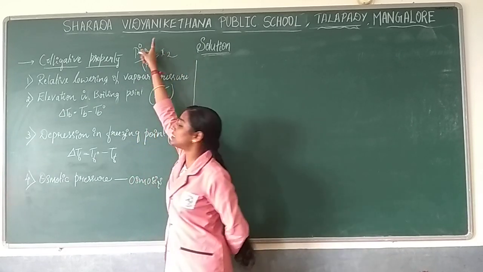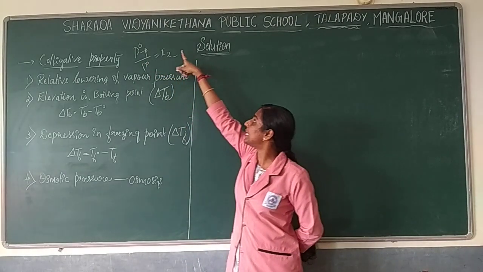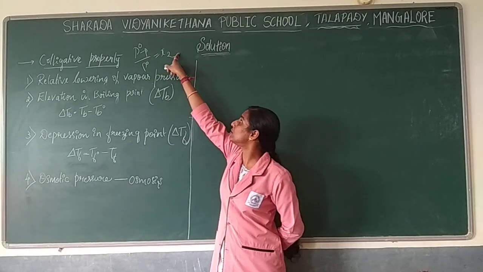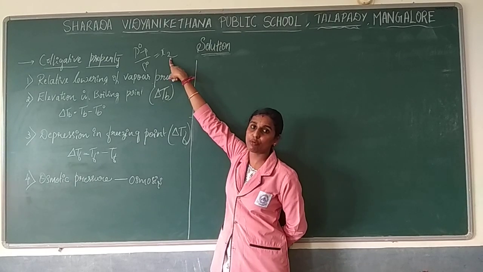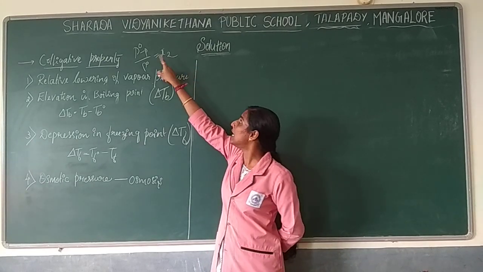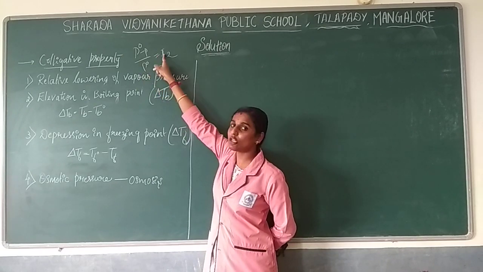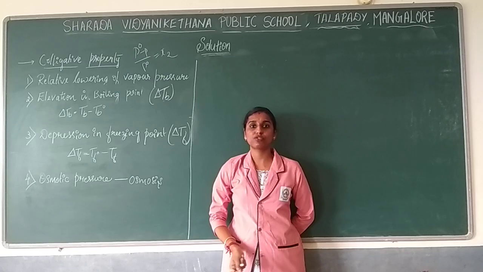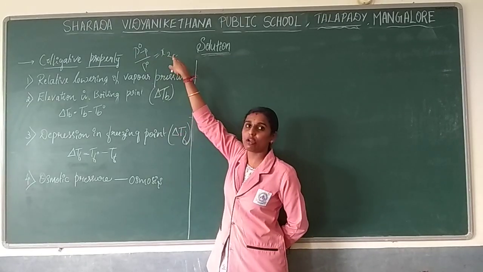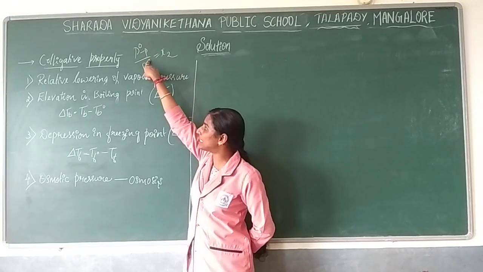So we can say the relative lowering of vapor pressure is equal to the mole fraction of your solute. In the sense, the second component mainly goes with the solute. It is equal to the sum of the mole fractions of the number of solutes. Sometimes different kinds of solutes are present, so it goes with the number of solutes. That goes with this formula.